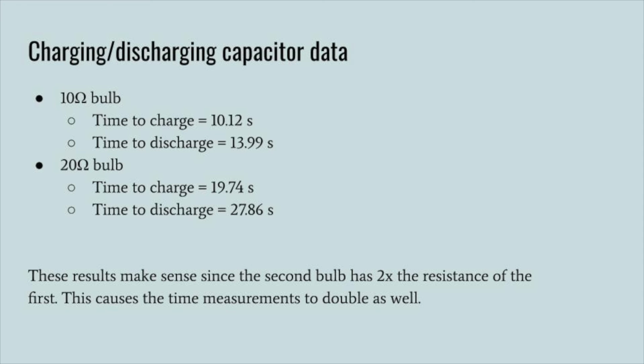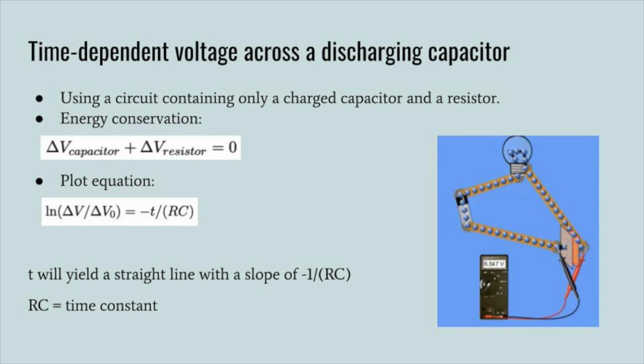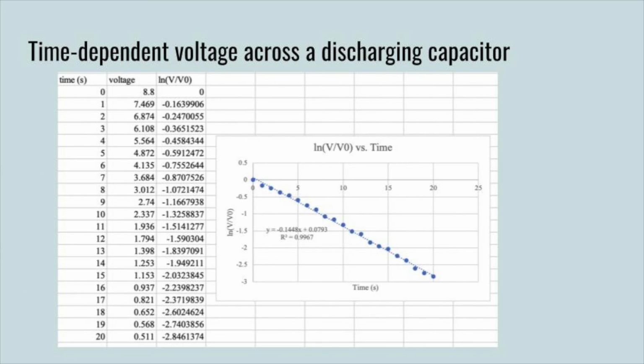These results make sense since the second bulb has 2 times the resistance of the first. This causes the time measurements to double as well. The next part of this lab explores the time-dependent voltage across a discharging capacitor using a circuit containing only a charged capacitor and a resistor. The following shows the plot equation, which will next be used to solve for RC, which is the time constant. A plot of ln of V over V naught versus T will yield a straight line with a slope of -1 over RC.